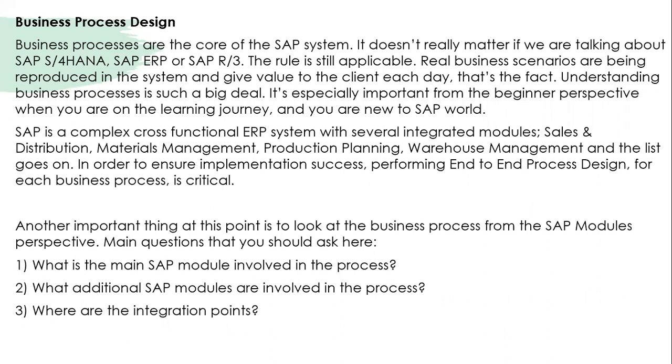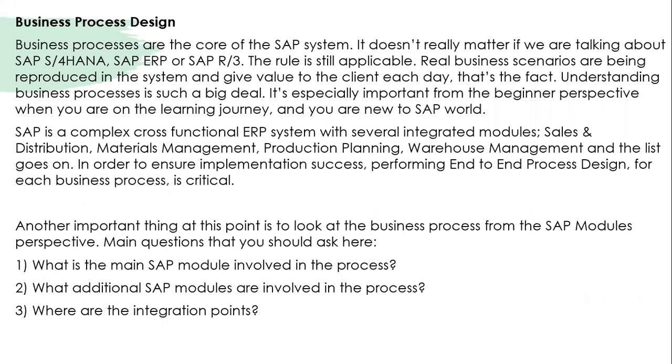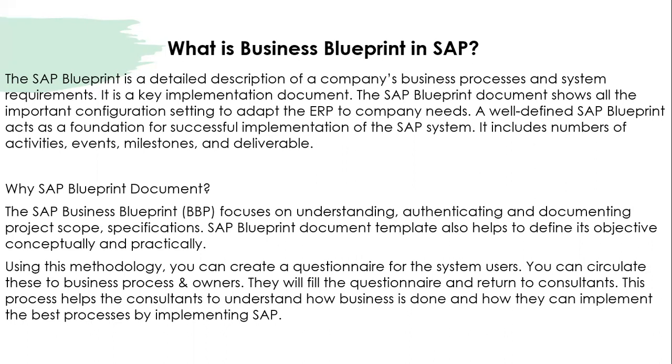Like we have said, when you have your business process design, you need a document that would pick all these individual processes and present them to the management. So the business blueprint document is a detailed description of a company's business process and system requirements. All these other documentations will have to go into the business blueprint.